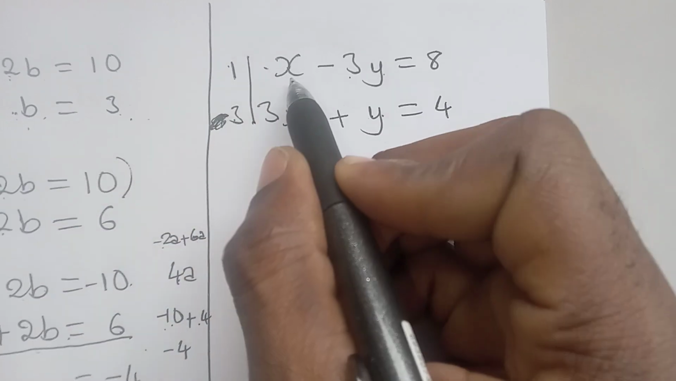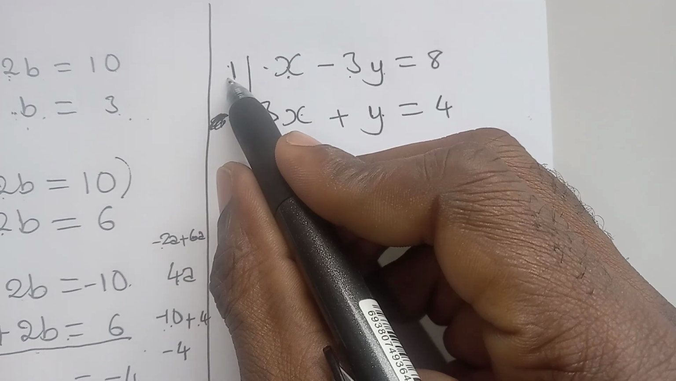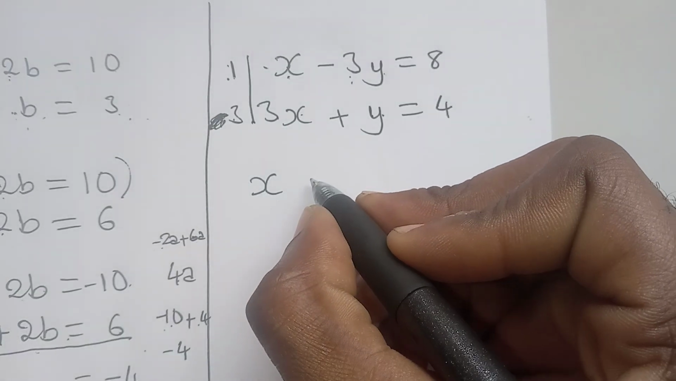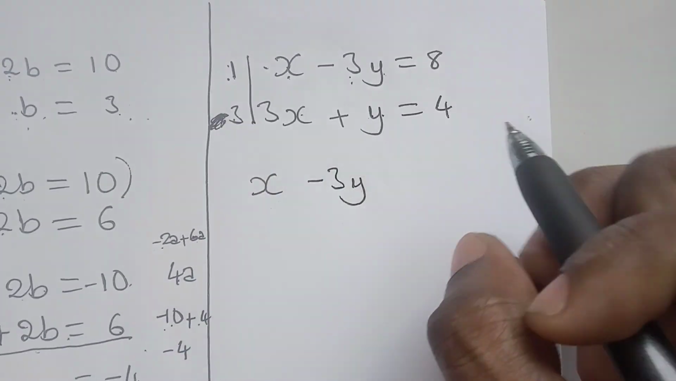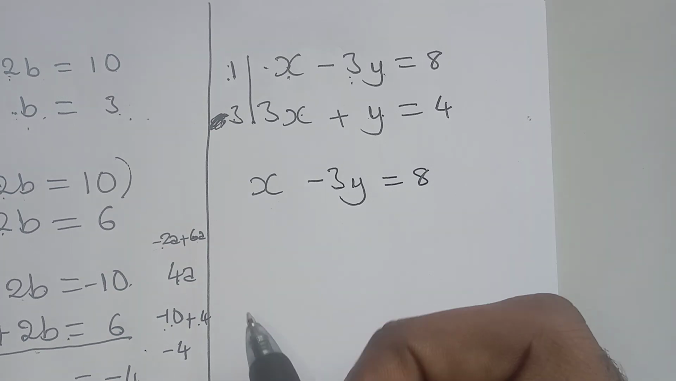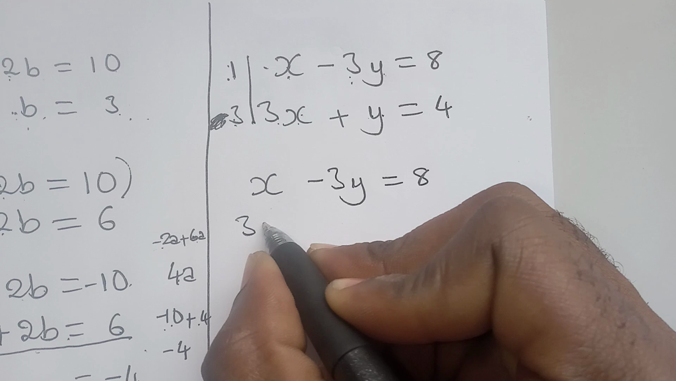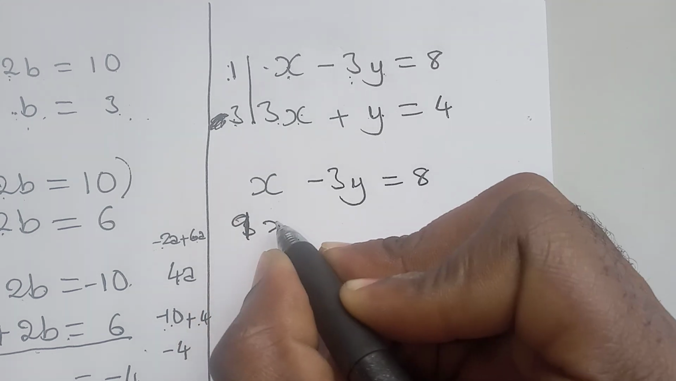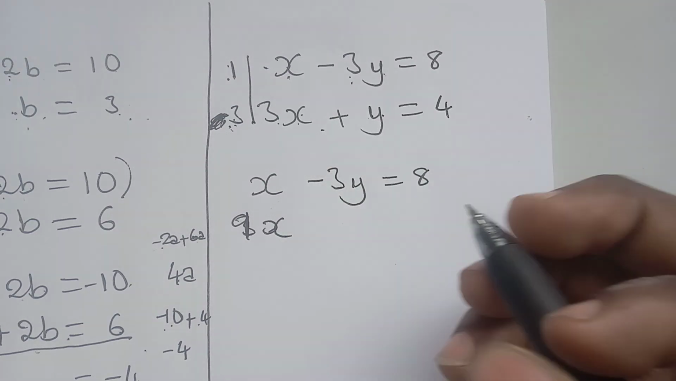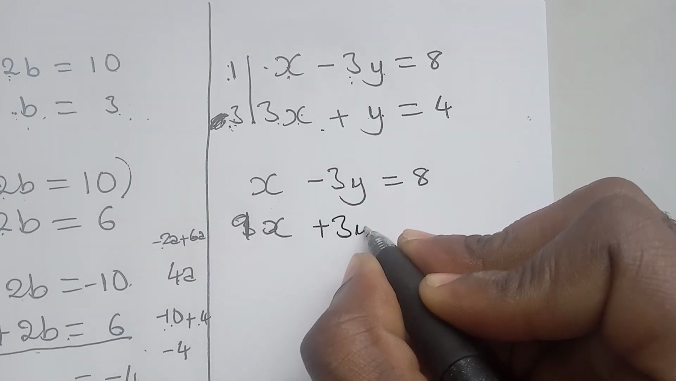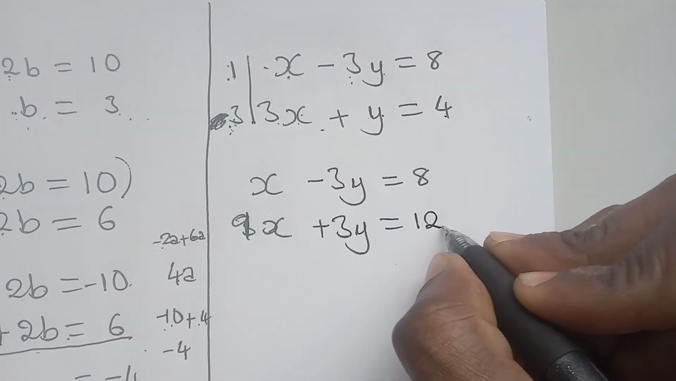So 1 multiplied by x, this is x. Then 1 multiplied by -3y, this is still -3y. Then 1 multiplied by 8, this is still an 8. Then you have 3 multiplied by 3x, this is 9x. And then 3 multiplied by y, this is +3y. Then 3 multiplied by 4, this is 12.